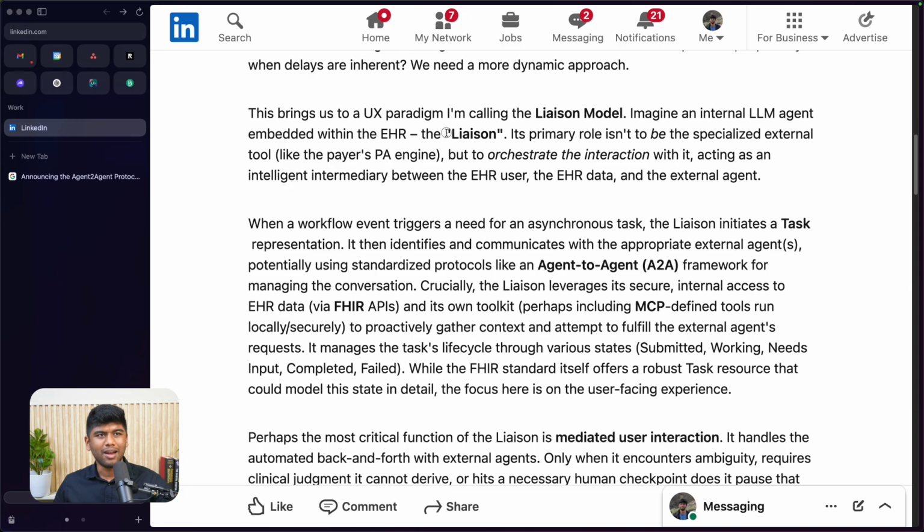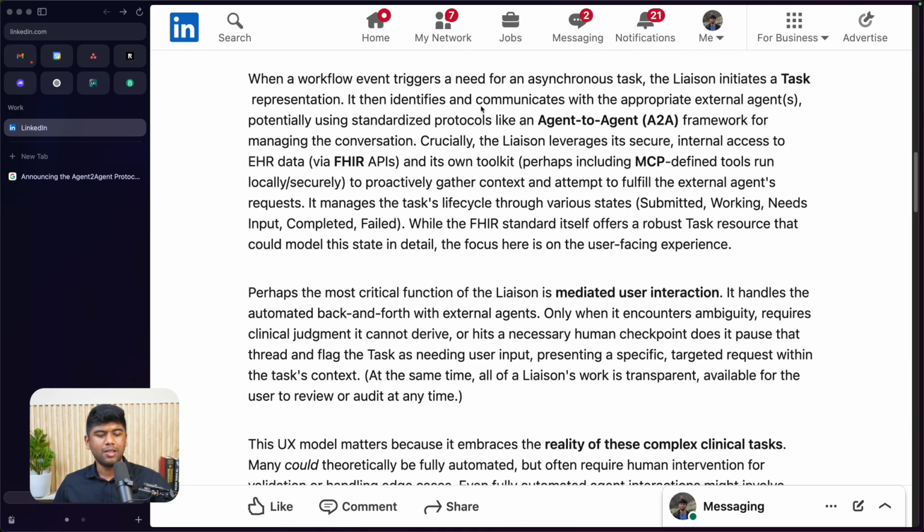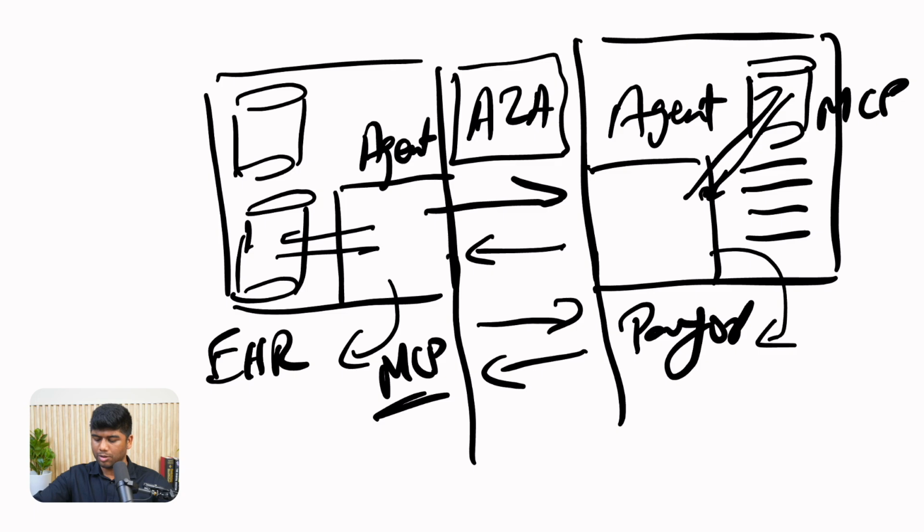So there is an entity called the liaison agent. It is not the specialized external tool, right? In this case, the payer's engine is doing that. It's just orchestrating the different interactions with it, right? So, okay. In our case, I think it would just be this particular thing that we've drawn. So this particular agent will be our liaison, right?